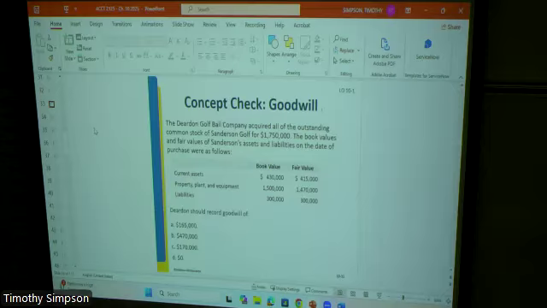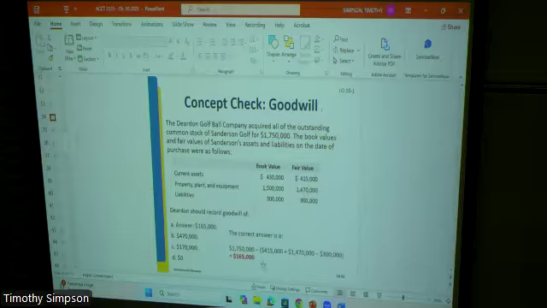So, all right, another example here: the Dearden Golf Ball Company acquired all the outstanding stock of Sanderson for $1.75 million. The book values and fair values are as follows. So we have current assets, book and fair value, PP&E, and liabilities. So Dearden should record goodwill of what? Well, remember, we're going to key off fair value here. So 415,000 plus 1.47 million plus 300,000, and the sales price is 1,750,000.